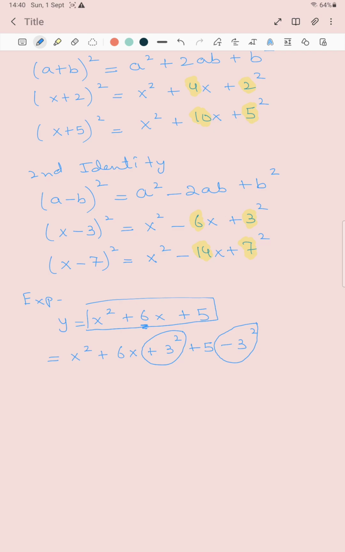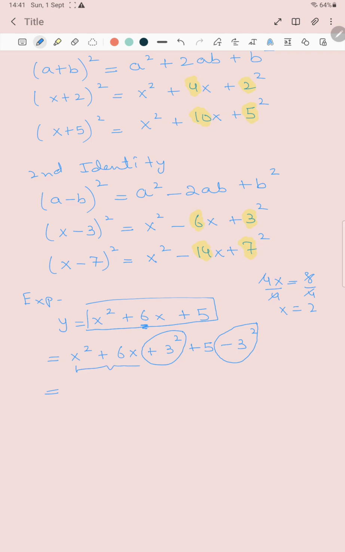If you remember, for example 4x is equal to 8, when I want to find the value of x, I divide by 4 on both sides, so x will be equal to 2. You have to do it on both sides, but this is just a quadratic expression, so you have to add and subtract in the same expression. So you have to add 3 square and you have to subtract 3 square.